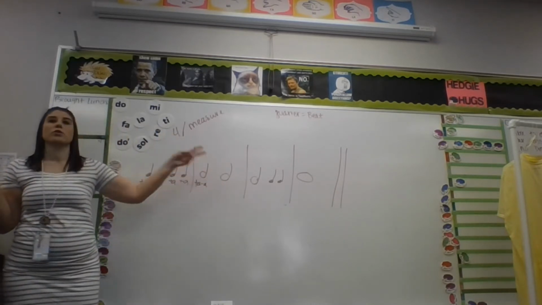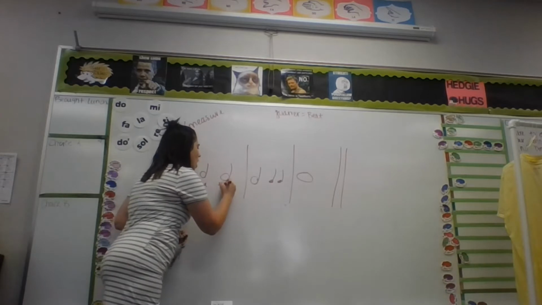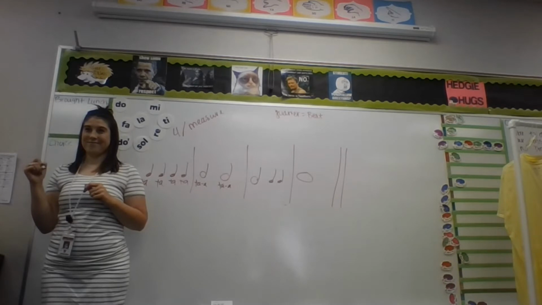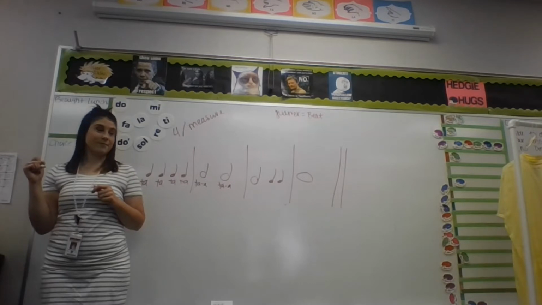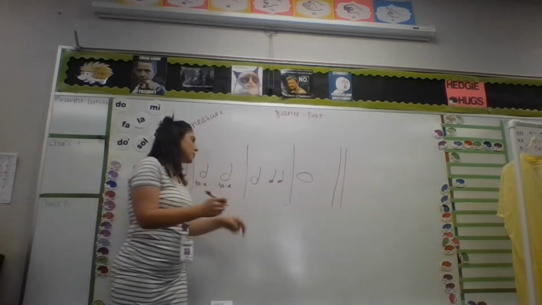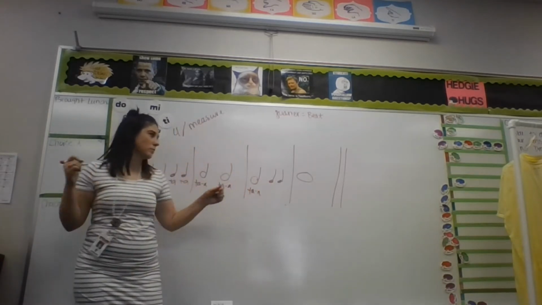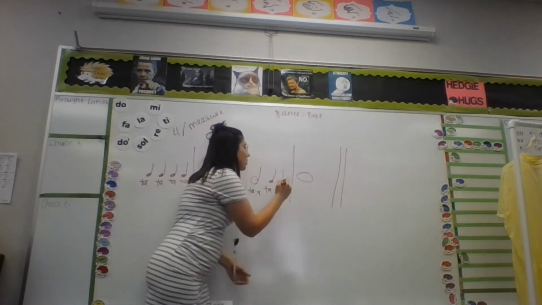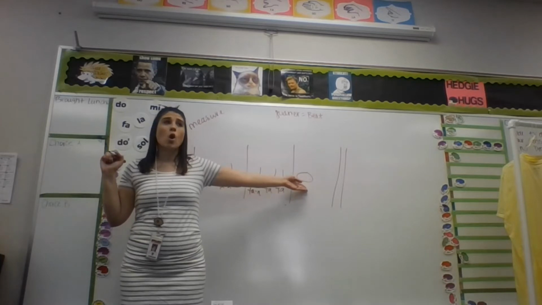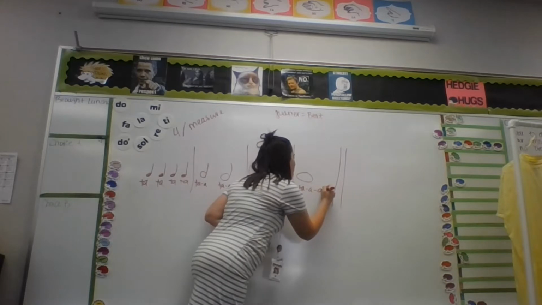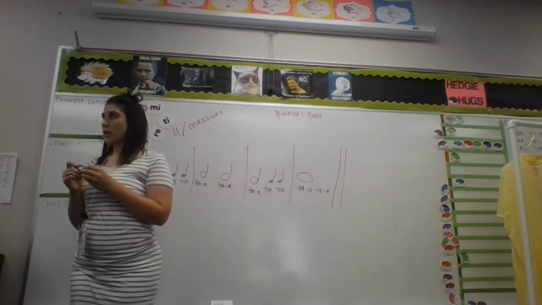Okay, we have another half note. 2 beats, 2 sounds. Ta, ah. Measure 3. Moving on to the next measure. We have a half note, 2 beats, 2 sounds. Ta, ah. We have a quarter note, 1 beat, 1 sound. Ta. Whole note, measure 4. Whole note, 4 beats, 4 sounds. Ta, ah, ah, ah. Okay, you got it?